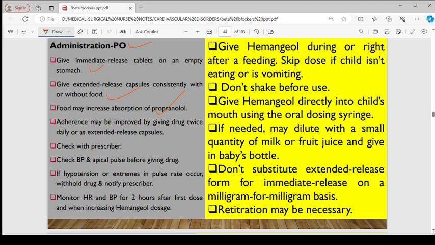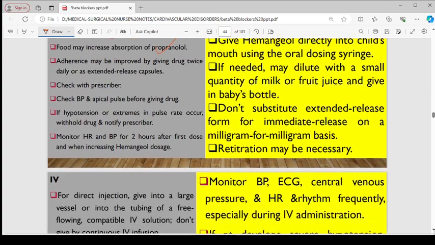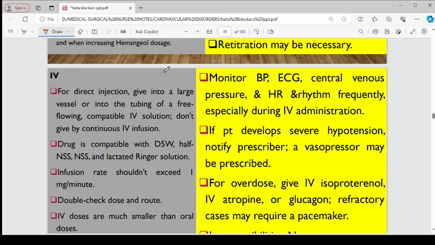You have to monitor the heart rate and the BP for 2 hours after the first dose when you are increasing the dosages. All right. Okay. So those are some of the prescriptions that you have to take.